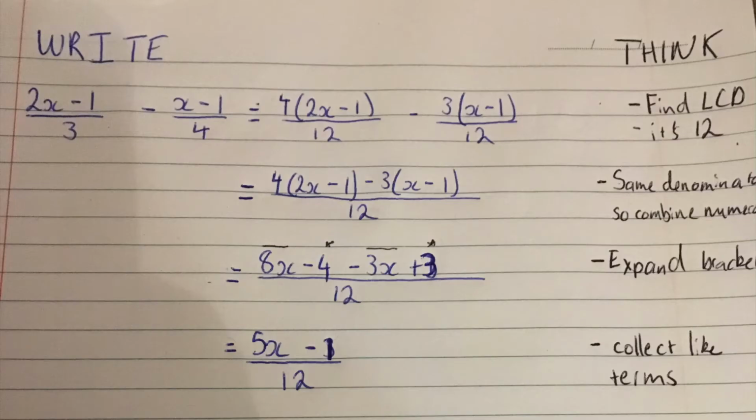Now our final step is to collect our like terms. So I've got our 8x and our minus 3x with a little line at the top. So we've got 5x there. And then for our constant, we've got negative 4 and a positive 3. So I've got a negative 1 there. And we can't simplify that any further, so that's our answer.